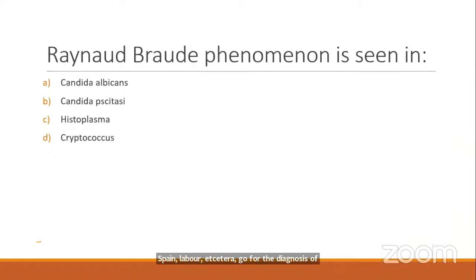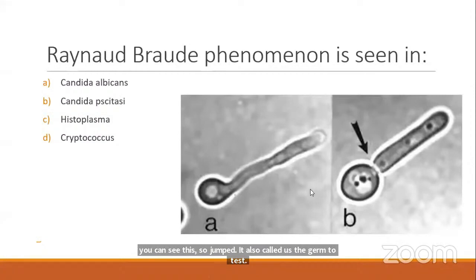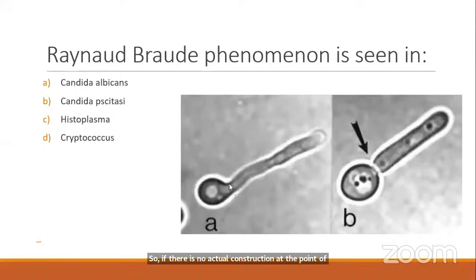So the Reynolds-Braude phenomenon is seen in which disease? Yes, it is seen in Candida albicans. You can see this germ tube. It is also called the germ tube test. It is positive for Candida albicans as well as Candida dubliniensis. If there is no actual constriction at the point where the budding arises, that is not a true hypha, it is only a pseudohypha.